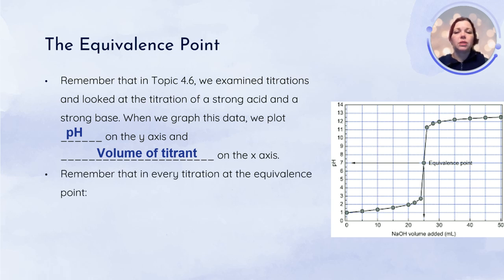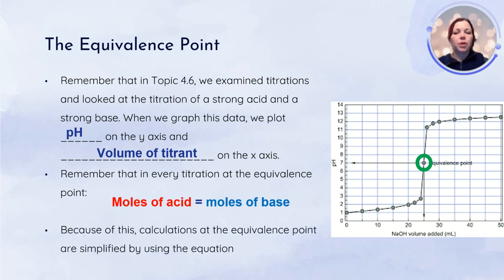So remember that in every titration at the equivalence point, right there, your moles of acid is equal to your moles of base. Because of this, calculations at the equivalence point are simplified by using the equation MAVA is equal to MBVB. That's a little typo. That is supposed to be a B there.